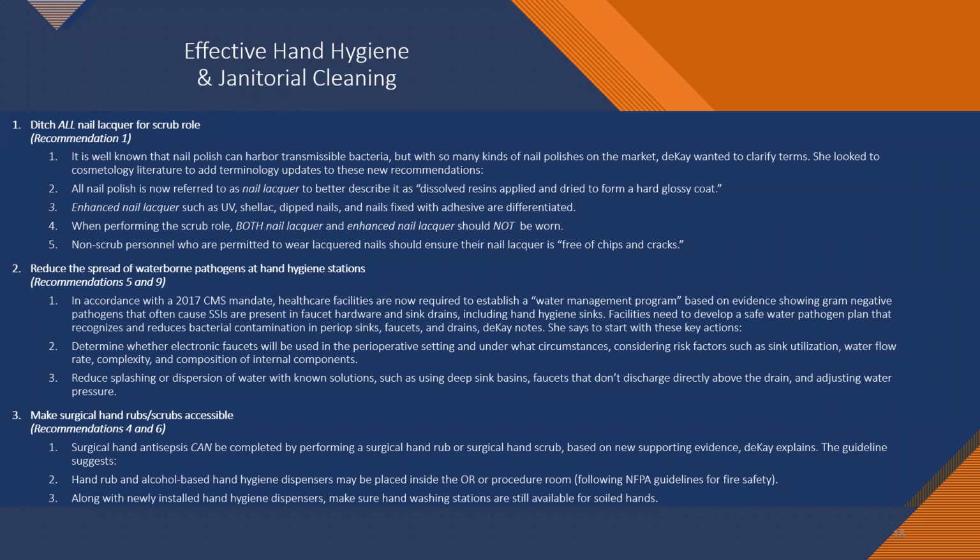Make surgical hand rubs and scrubs accessible. Surgical hand antisepsis can be completed by performing a surgical hand rub or a surgical hand scrub based on new supporting evidence, she explains. The guidelines suggest hand rub and alcohol-based hand hygiene dispensers may be placed inside the OR or procedure room following NFPA guidelines for fire safety. Along with newly installed hand hygiene dispensers, make sure hand washing stations are still available for soiled hands. Next slide.